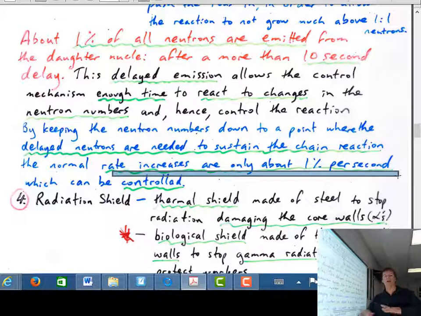Outside that, we need to then shield the radiation from the rest of the people coming out there. So there is a radiation shield enough to absorb alpha particles, beta particles, and more importantly, gamma rays. So you've got a few feet of steel and concrete around that core as a radiation shield. There's a thermal one to reduce the damage to the core walls, and there's also a biological shield there to stop the gamma rays coming out there. So there's actually two shields.